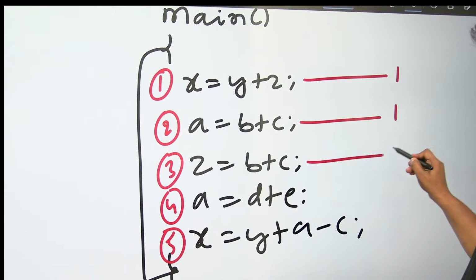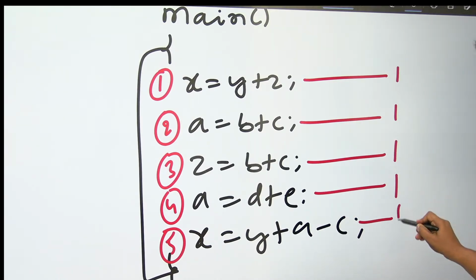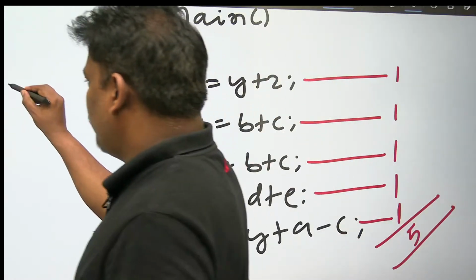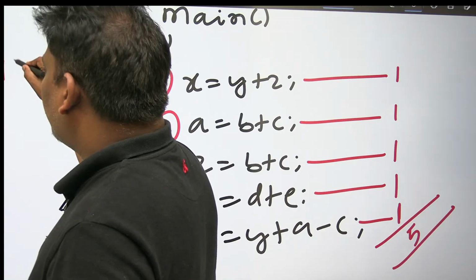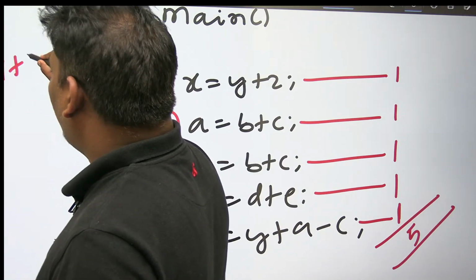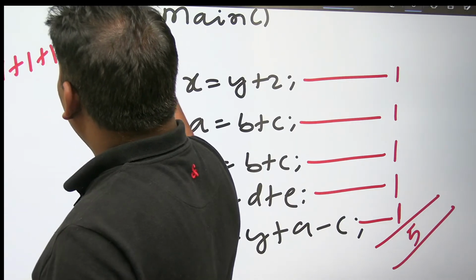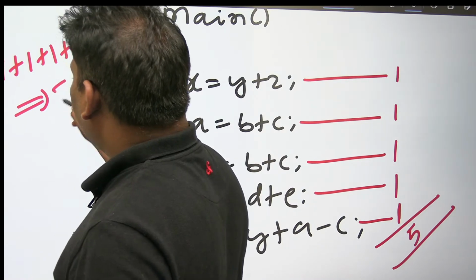Third statement will execute one time. Fourth statement will execute one time. Fifth statement will execute one time. If you add the total, it becomes 5. The first statement executes one time, the second statement runs one time, like that. So the total is 5.